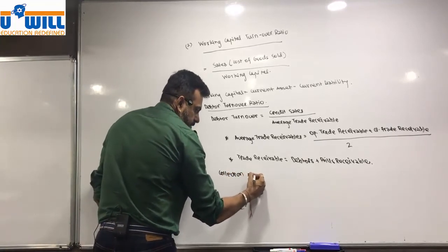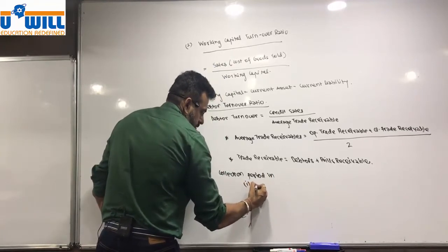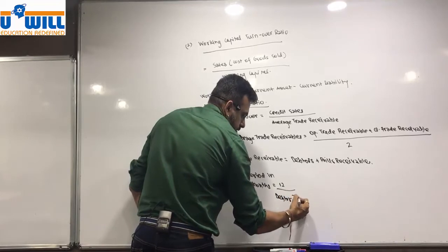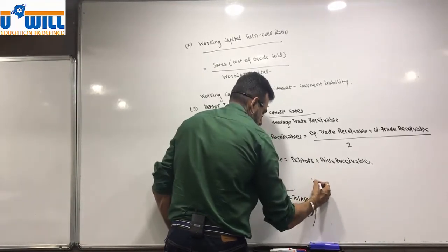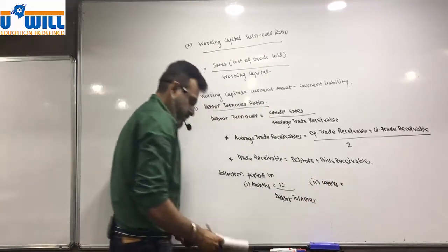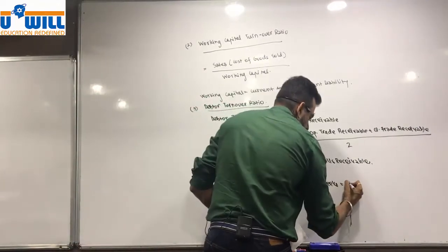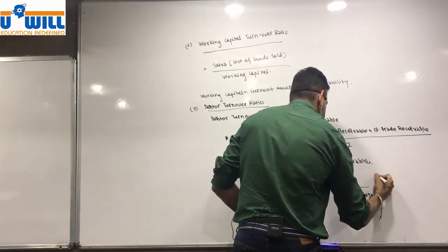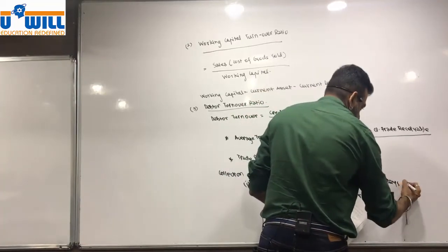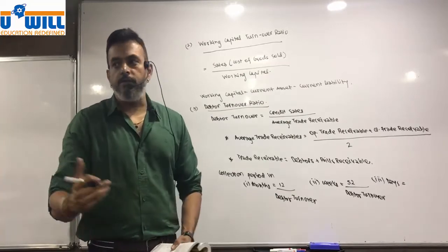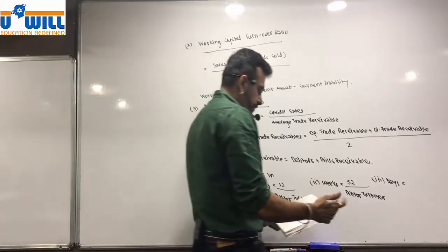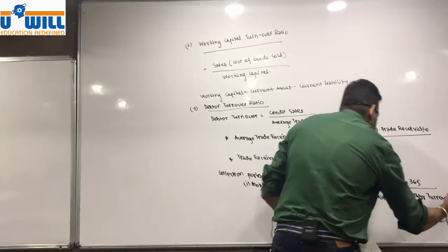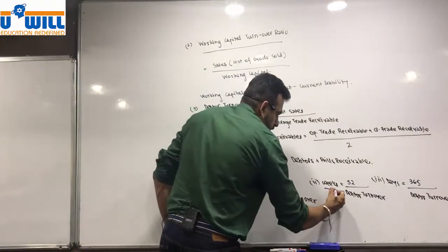Collection period in first month, which is equal to 12 upon debtor turnover. Second, weeks, you will understand, is equal to 52 weeks upon debtor turnover. And third, days, now 365 days in a year. Okay, many days is the question. It will be given that you take number of days in a year as 360, but if nothing is given, we take 365 upon debtor turnover. Now what is this? Months, weeks and days.